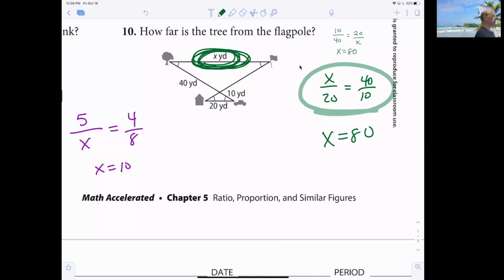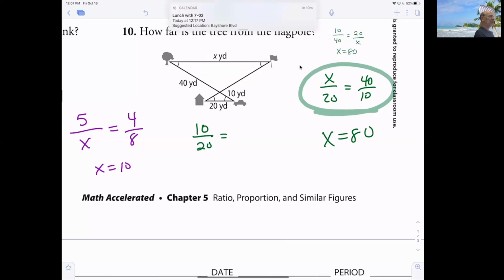No, I got... Then your way is what? Wrong. So let's figure out why you did it wrong. That's what I'm asking. How did you set it up? I put 10 on the top and then 20 on the bottom. Okay. What does 10 correspond with? The 40. That's correct.